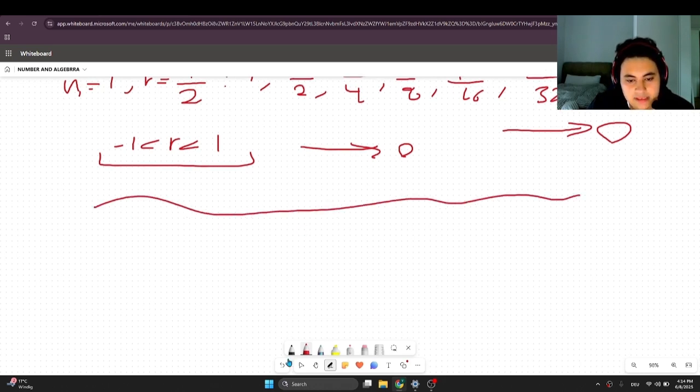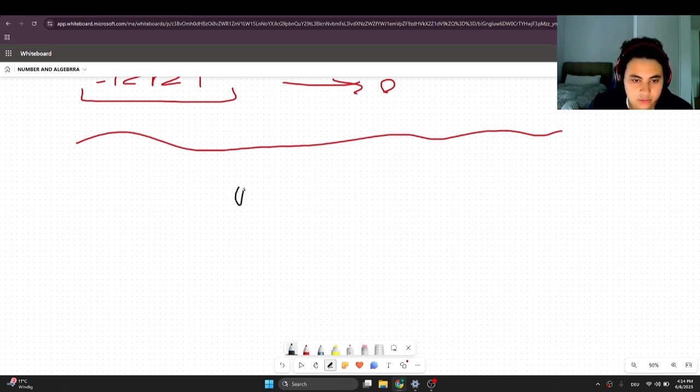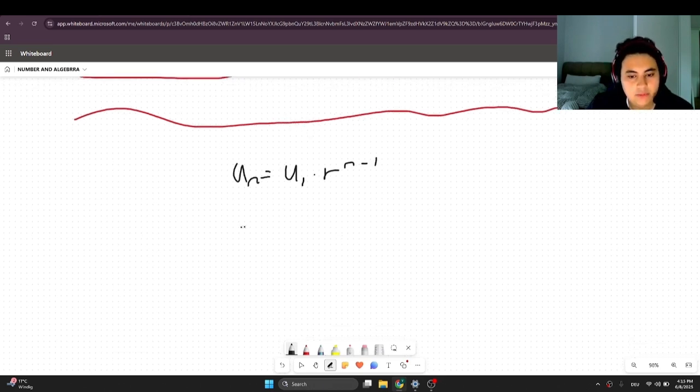For arithmetic sequences, we saw that our formula was un is equal to u1 plus n minus 1 times d. And I discussed with you why it's built like this. We have u1, then a common difference, then you reach u2, another common difference, and u3, and so on. We're going to use a similar formula for geometric sequences: un is equal to u1 multiplied by r to the power of n minus 1. Let's see why that is.